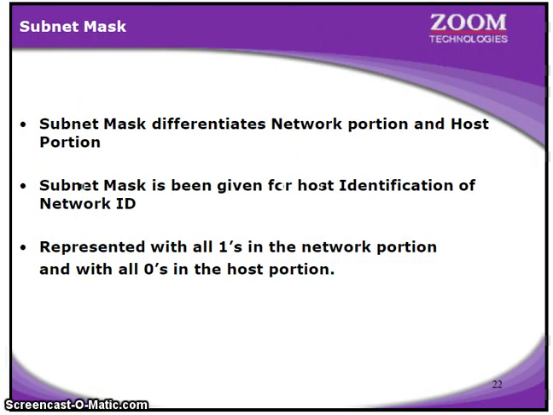Subnet mask is basically used to differentiate the network portion address from the host portion address. It has been given for the host identification of the network ID. It is represented with all ones in the network position and with all zeros in the host position. That helps to identify the network ID of any given IP address.